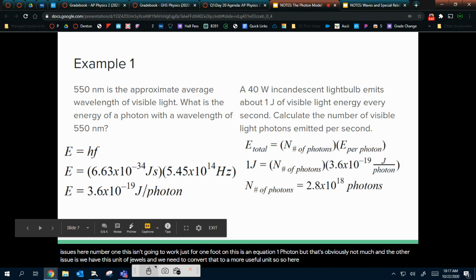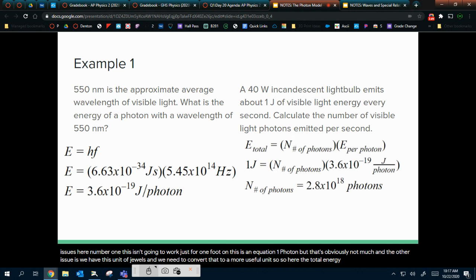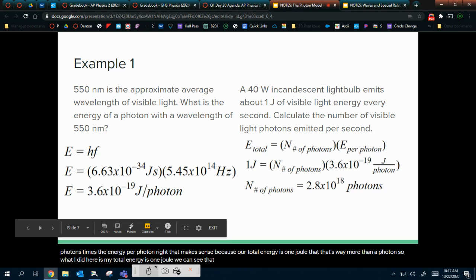So here, the total energy is going to be the number of photons times the energy per photon, right? That makes sense, because our total energy is 1 joule, but that's way more than a photon. So what I did here is my total energy is 1 joule. We can see that. And then that still means number of photons times energy per photon. So energy per photon, like where did I get this 3.6 times 10 to the negative 19? Well, I got it from over here.